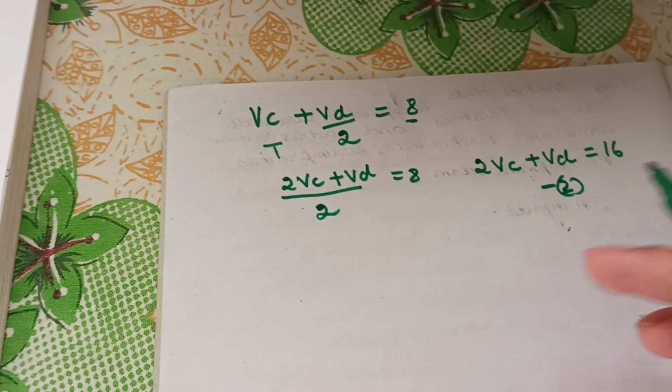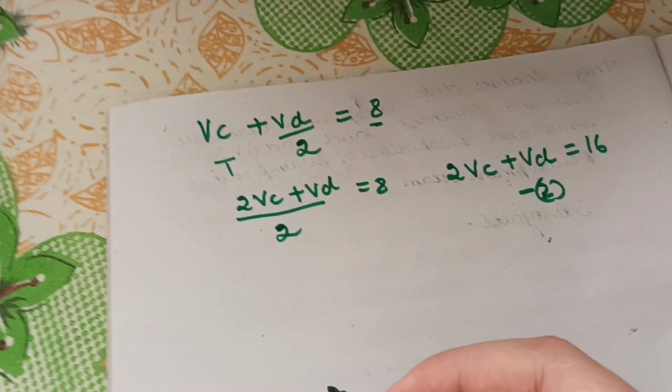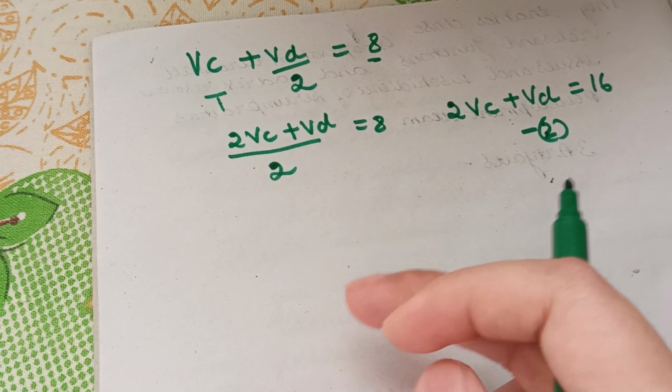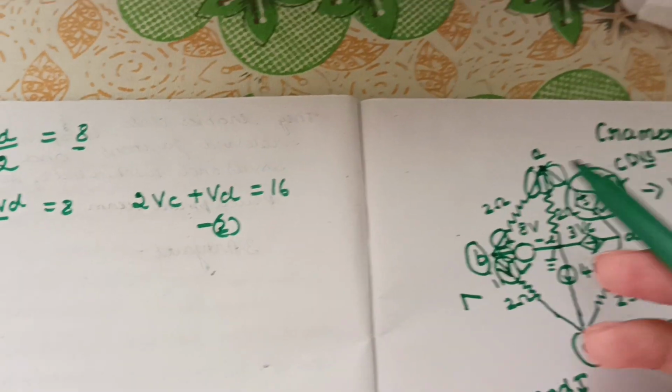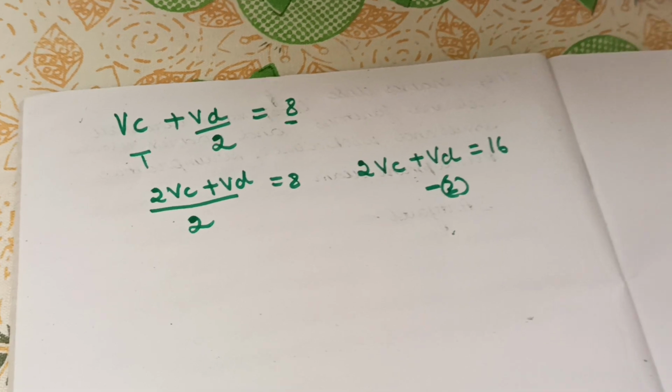Fine. Yes. So now let us try to solve the next one. So my next equation is nothing but this one, that is VA minus VD is equal to 6I. Fine. Okay.